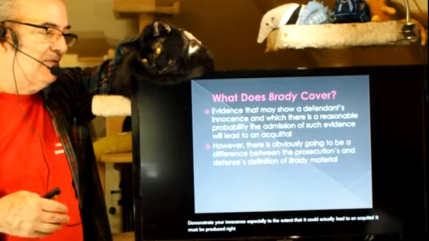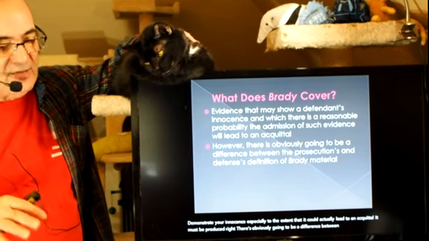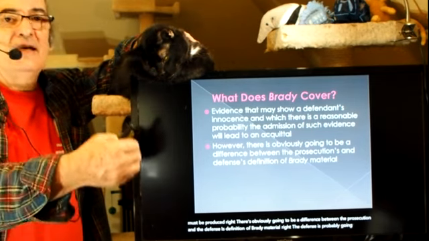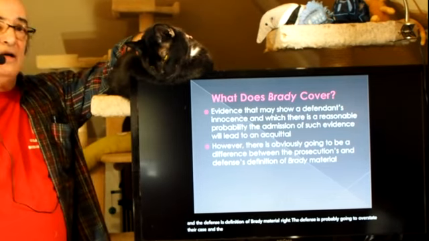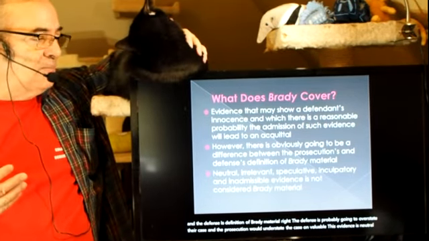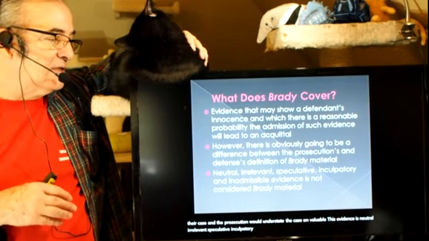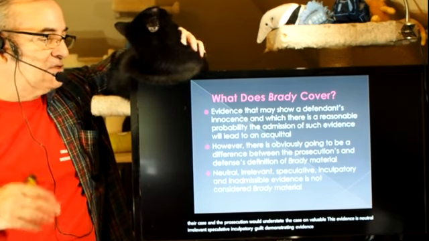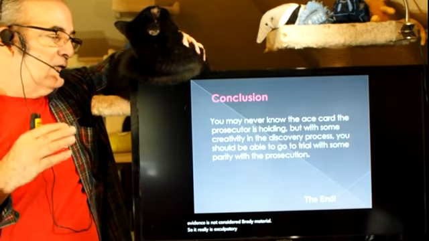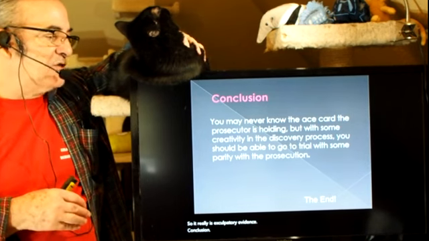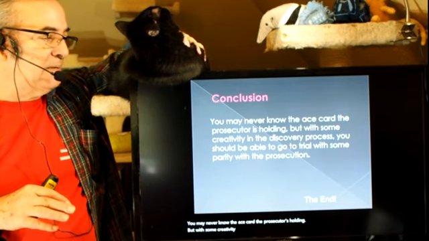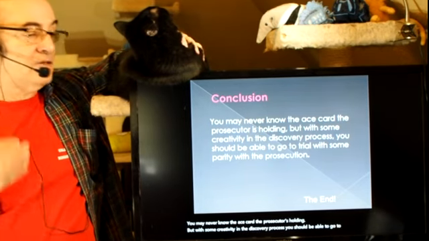There's obviously going to be a difference between the prosecution's and the defense's definition of Brady material. Right? The defense is probably going to overstate their case, and the prosecution would understate how valuable this evidence is. Neutral, irrelevant, speculative, inculpatory, guilt-demonstrating, and inadmissible evidence is not considered Brady material. So it really is the exculpatory evidence. Conclusion: you may never know the ace card the prosecutor's holding, but with some creativity in the discovery process, you should be able to go to trial with some parity to the prosecution.